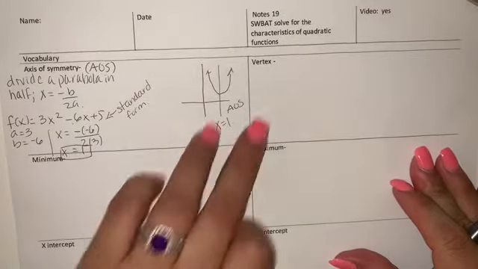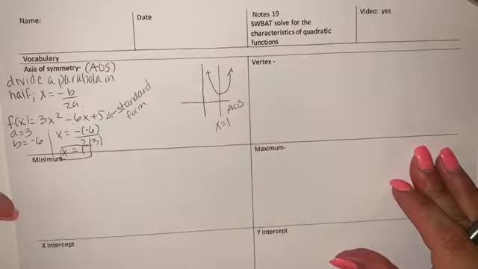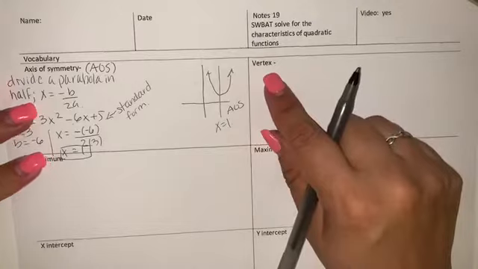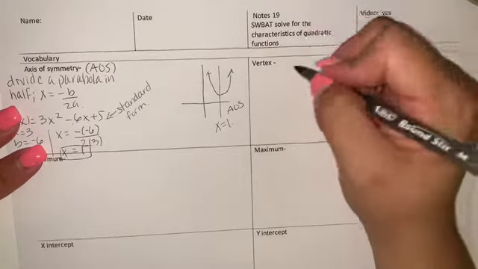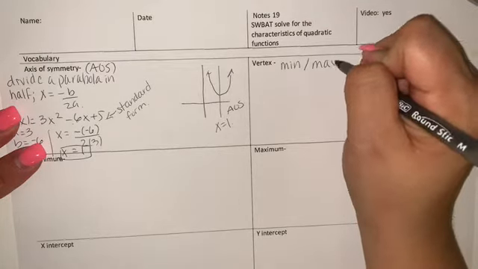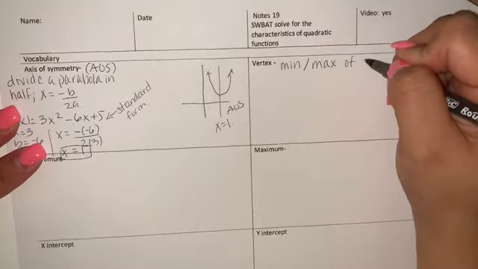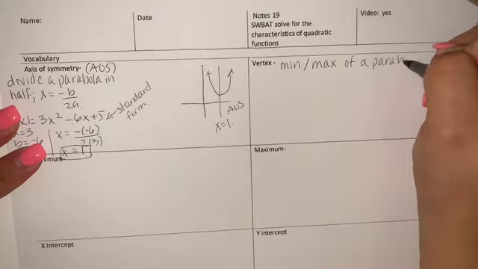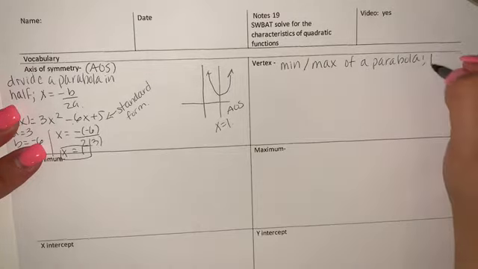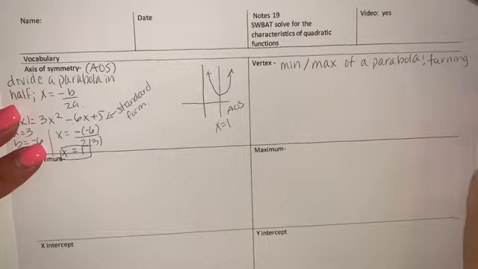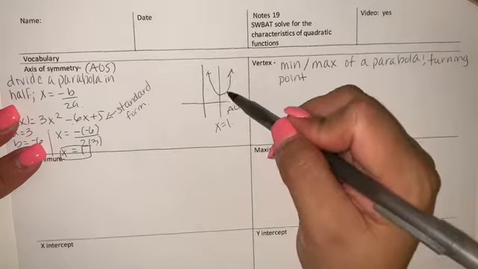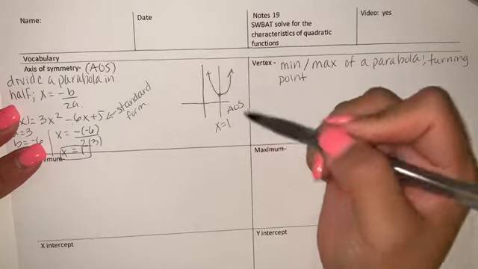Okay, next we're going to talk about the vertex. So not only do you use the axis of symmetry as the x value of the vertex, we can also substitute it to find the vertex. So the vertex is going to be a minimum or a maximum of a parabola. Not only is it the min or the max, it's also a turning point of the function. So what I mean is that your function is going to change direction once it hits the vertex.